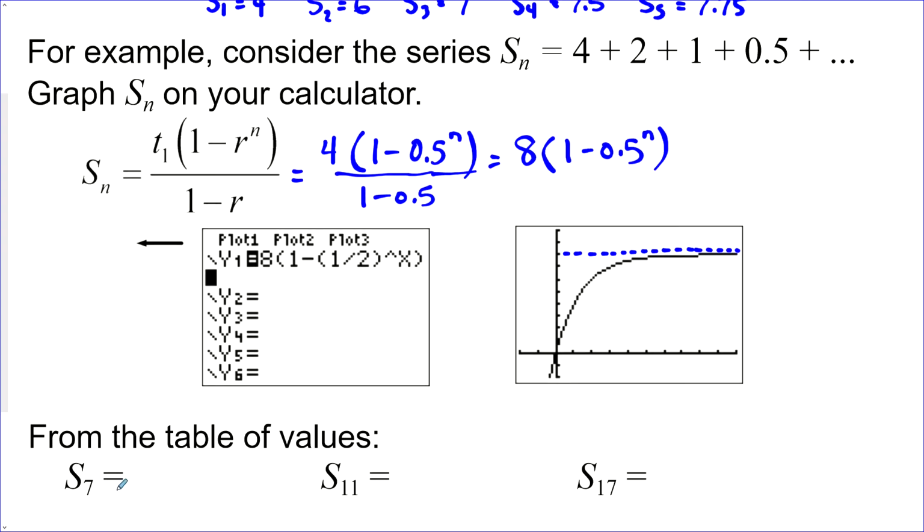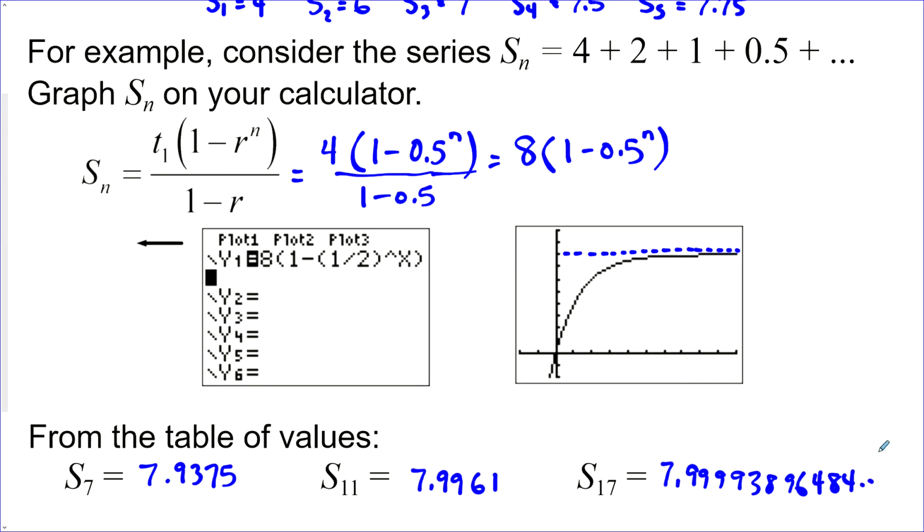So S7 is something like 7.9375. S11 is 7.9961. And S17, we get to 7.9999389648. Okay, something like that. So you can see that the further we go, the closer and closer we are getting to 8.